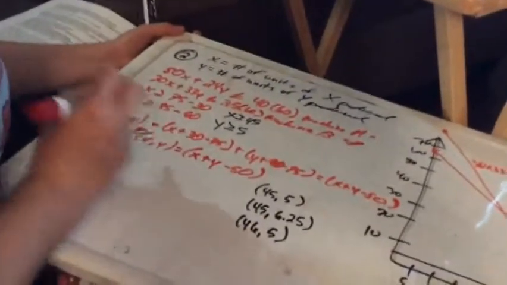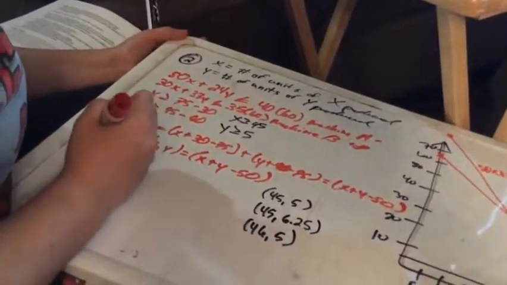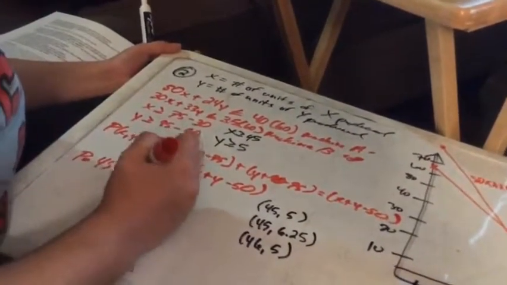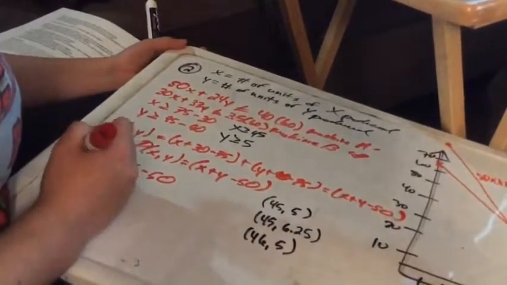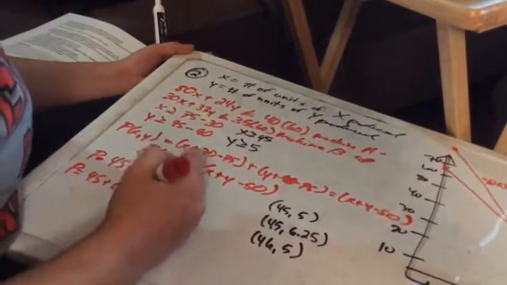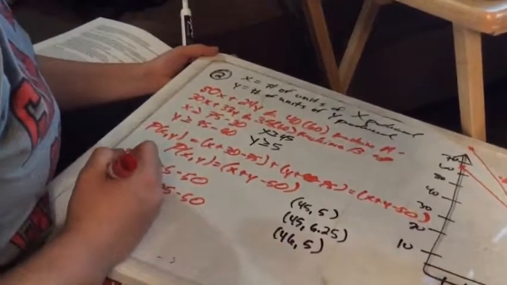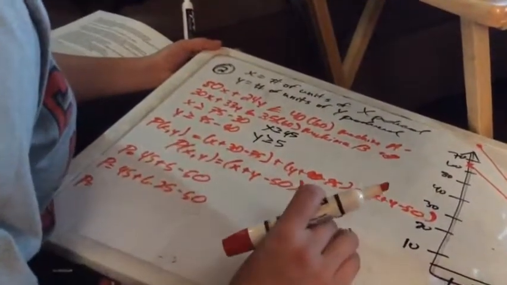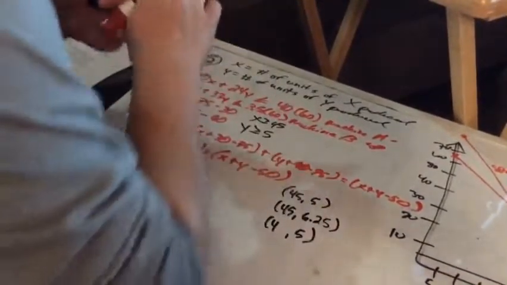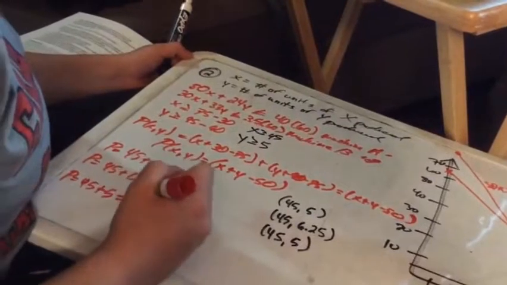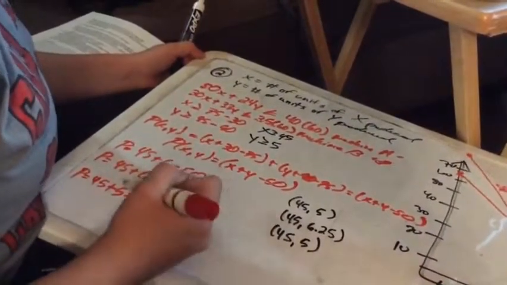So now we're going to plug that into our maximum profit. We're going to get P is 45 plus 5 minus 50. P is also 45 plus 6.25 minus 50. And P is I misread my graph. I think it's 45.5 still. 45 minus 50.